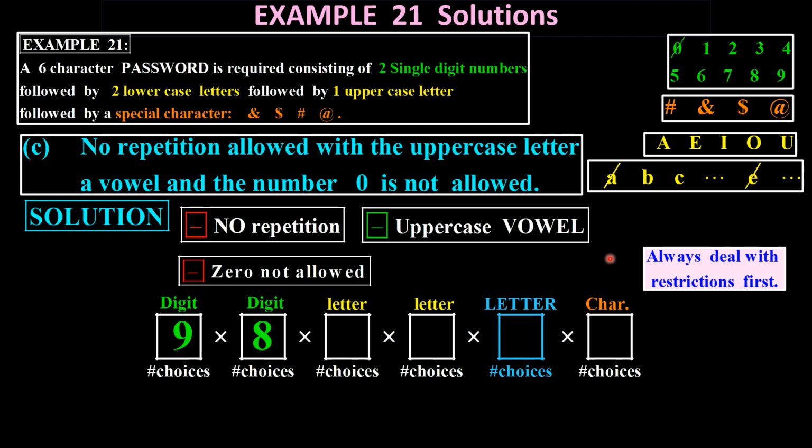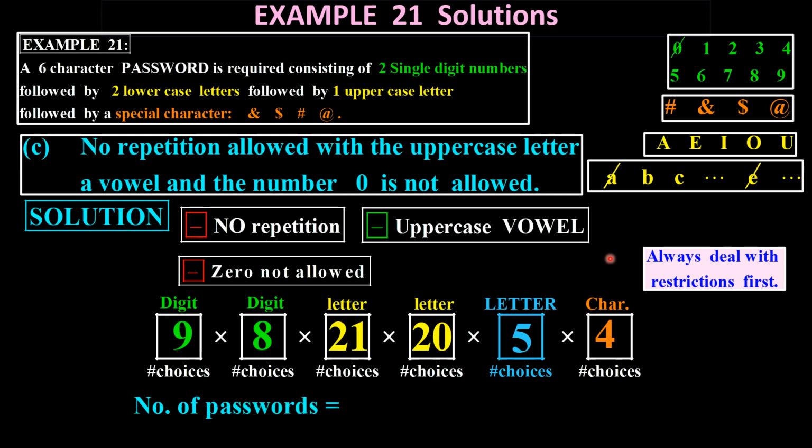Now we come to the letters. How many letters are there in the alphabet? 26, but 5 of them are vowels. So how many are non-vowels? Okay, and that is 21. So we only have 21 letters there. Now we've used one of those 21 letters. Now we only have 20 to use there. Now they say the uppercase letter must be selected from the vowels. So how many do we have? We have 5, and the characters here can be any of the 4.